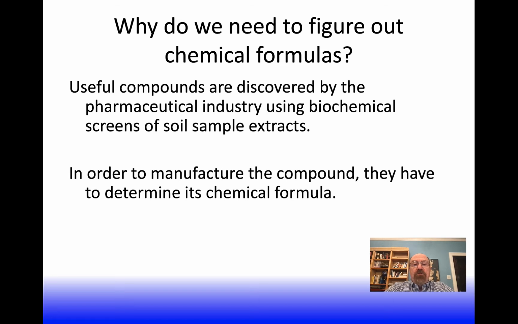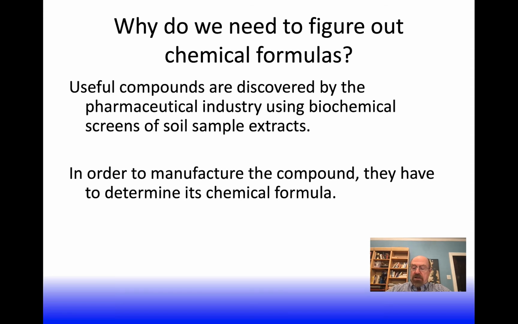Now, one of the most basic ways of doing that is to find out the percent by mass of each element present in a compound. And if we do that, we have machines that can do that, then we can use that information to find the empirical formula, the lowest whole number ratio of the elements to each other in the compound. That is the first step to determining the molecular formula of a compound.